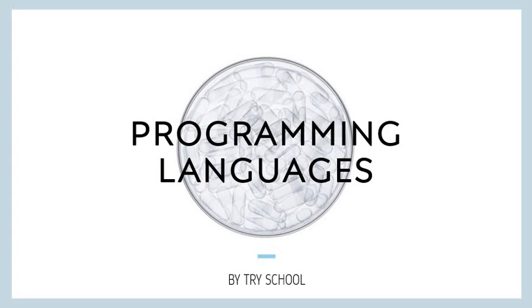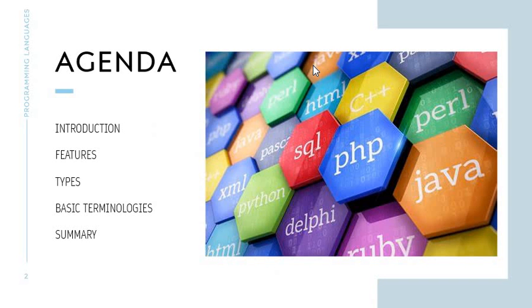So how does programming work? How does a programming language act in a machine? We'll see in detail in this picture. We'll basically see the features of a programming language, and next we'll try to see the types of programming languages. Next, we'll see the basic terminologies that we will be using in programming languages.